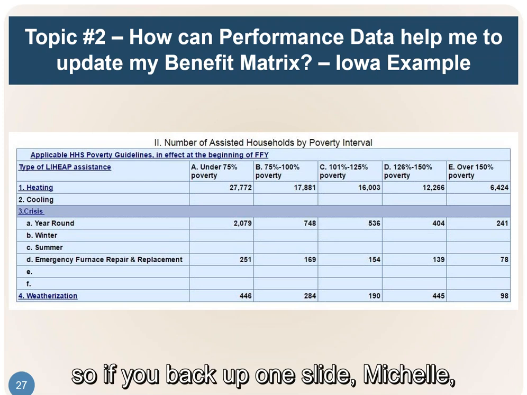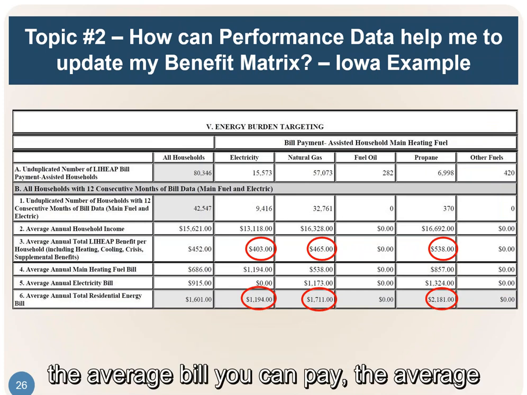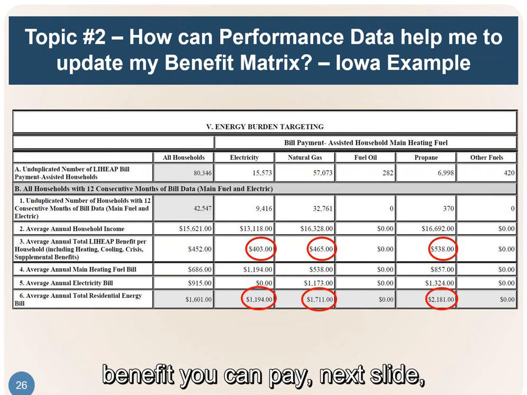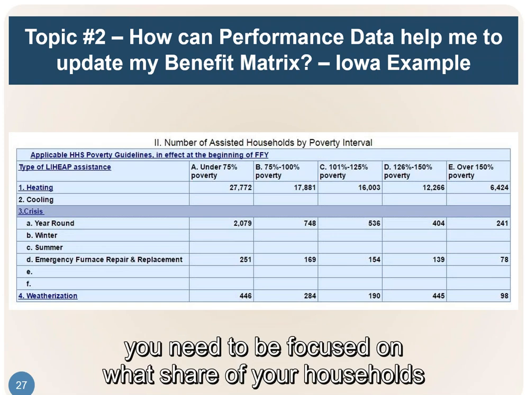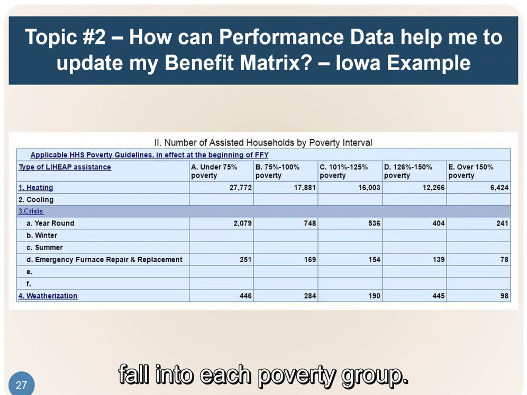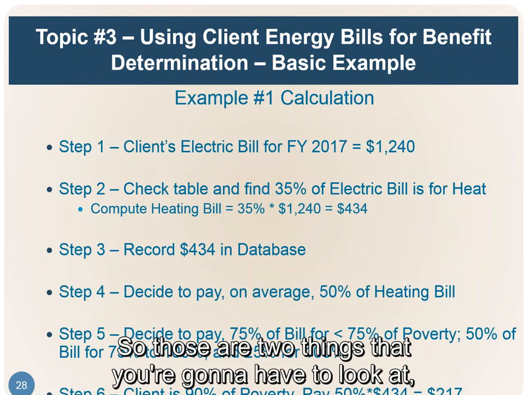So go back up one slide, Michelle. You're going to need to pay attention to what's the average bill you can pay, the average benefit you can pay. The next slide. And then if you want to vary it by poverty group, you need to be focused on what share of your households fall into each poverty group. So those are two things that you're going to have to look at.